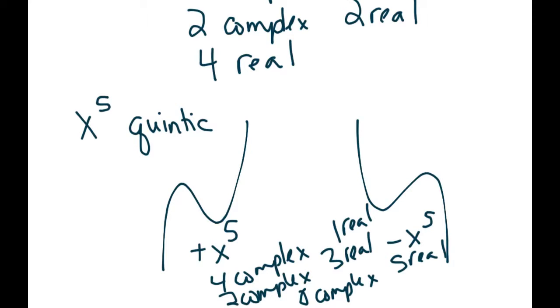Complex solutions have to come in pairs. And since the total number of zeros has to be the same as the biggest exponent, you can figure out how many real and how many complex it has.